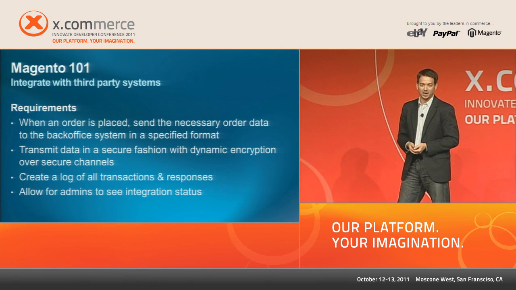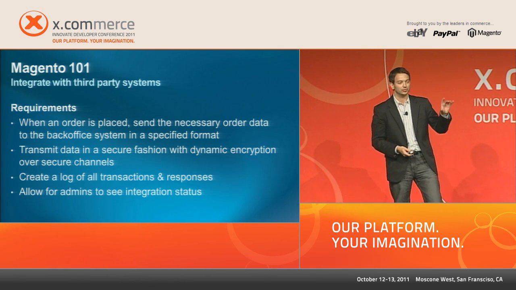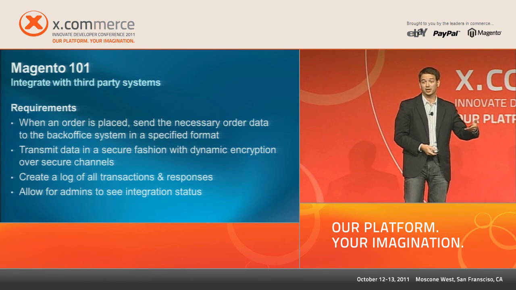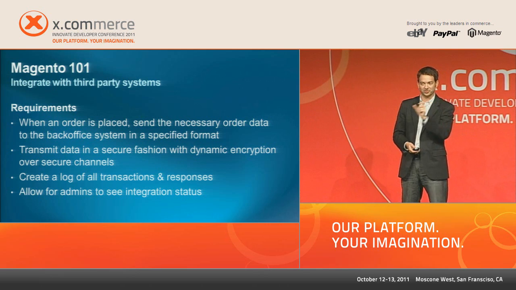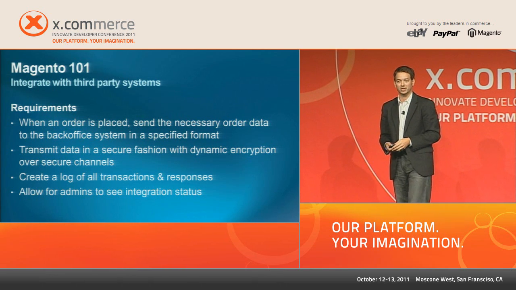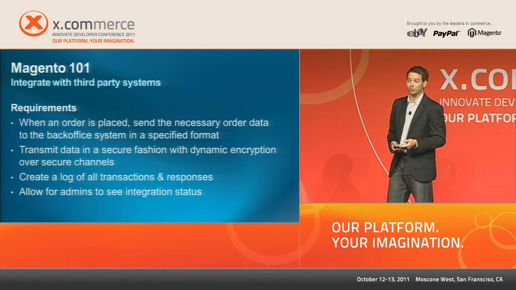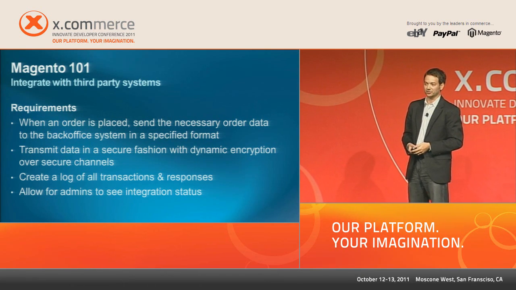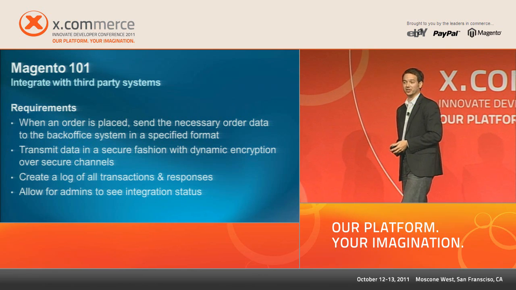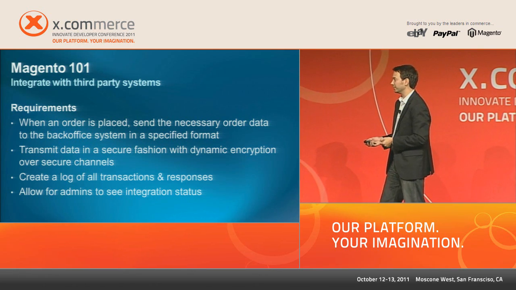And we need to allow for admins to see integration status. So when I log into Magento's admin and I pull up an order, I should be able to confirm whether that order was sent down to the ERP system, whether it was accepted, and what the response was from that system. So that in the event that I find an order that wasn't integrated, I can look at the notes or some kind of log and actually determine the status of that order, and I don't have to be a developer to pull that information up.